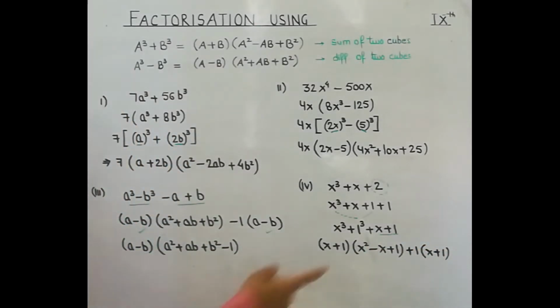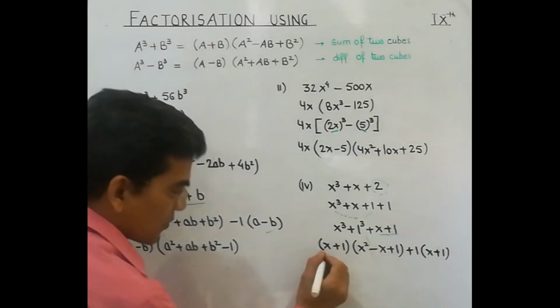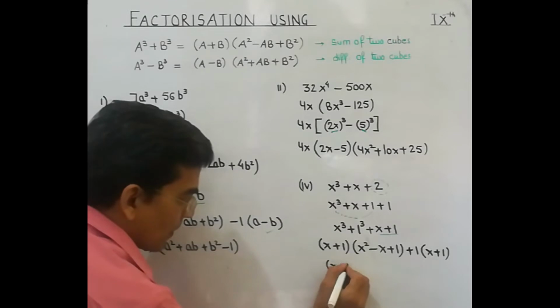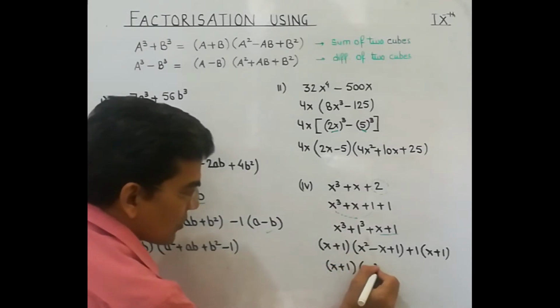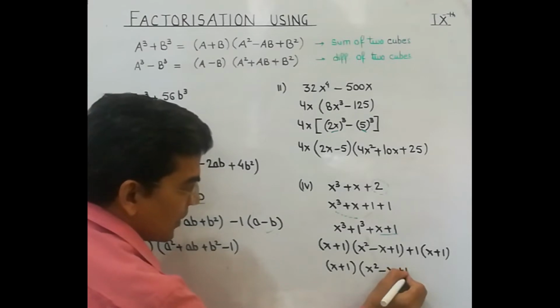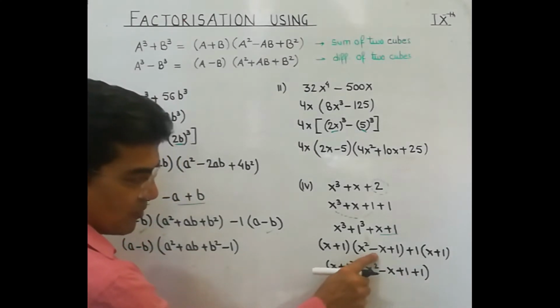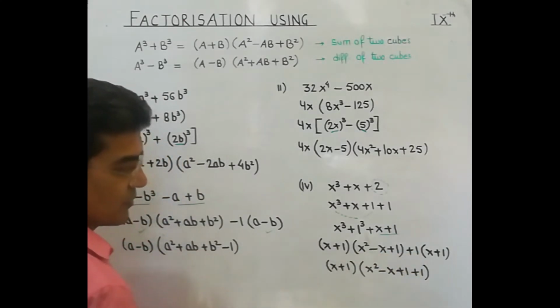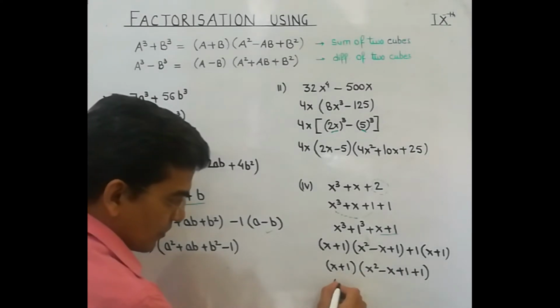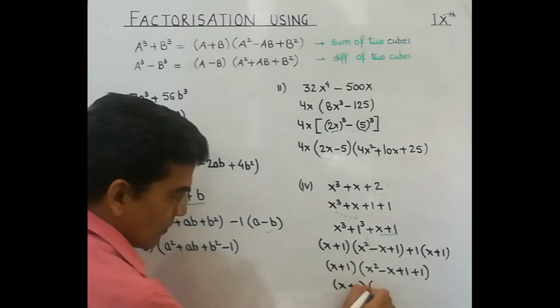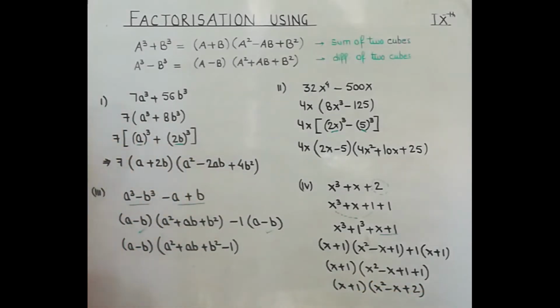Now what's common in these two? x plus 1 and x plus 1 is common. So you are left with x square minus x plus 1, and from here also you are left with plus 1. This portion you got from here and then plus 1. Now these two are like terms, so they can be written like this. This will be your final answer. You can pause and note it down.